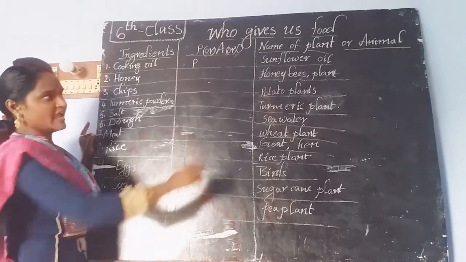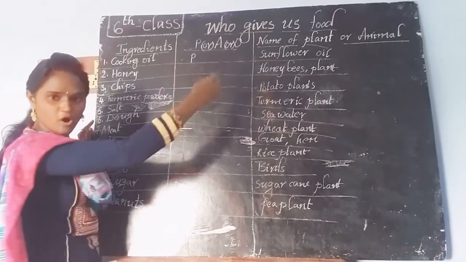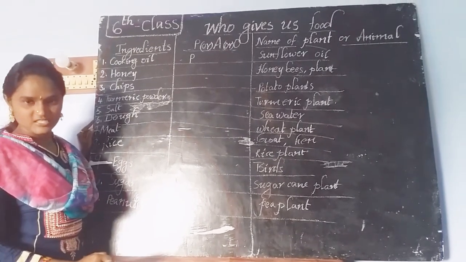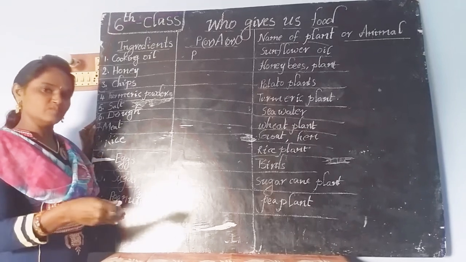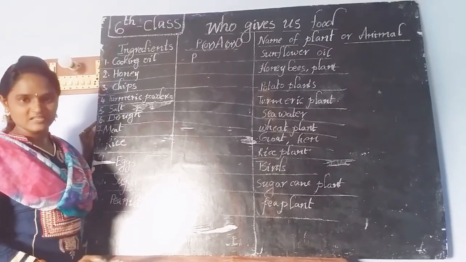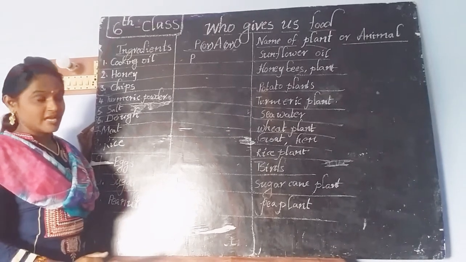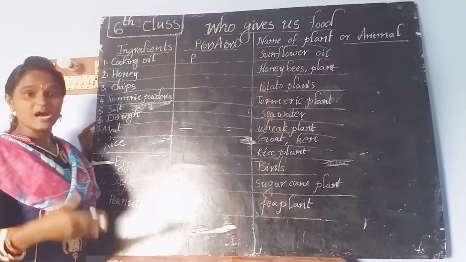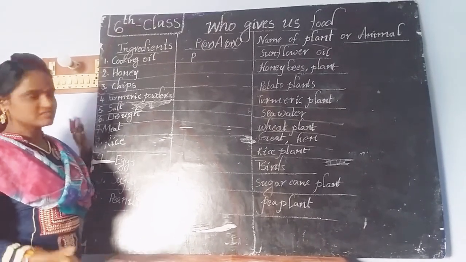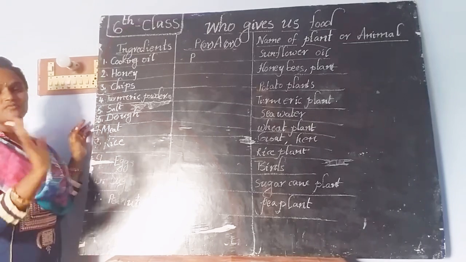Okay, is it clear? And here you have to write the name of the plant from which you are getting that ingredient. If you are getting food from an animal, then you have to write from which animal you are getting the ingredient. At the same time, if you are getting it from other sources, then you have to mention the name of the other source.